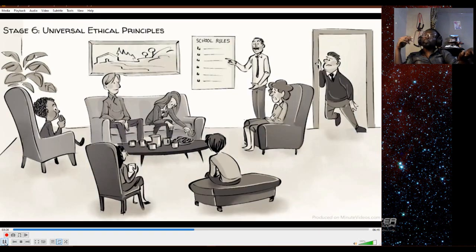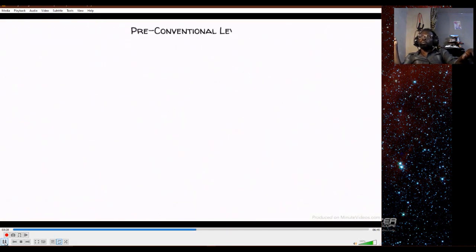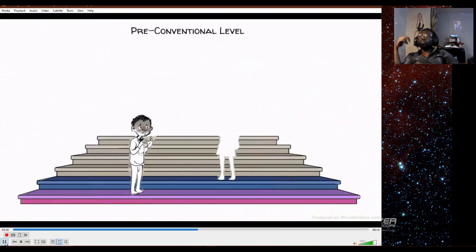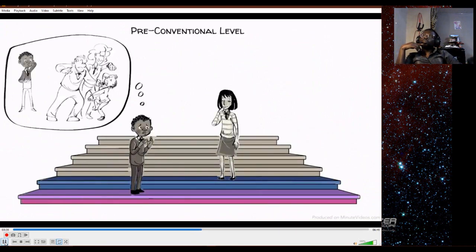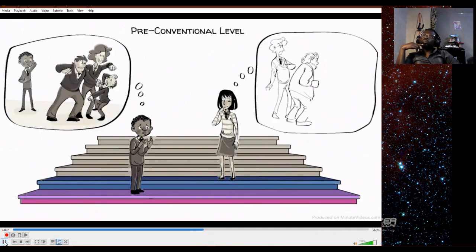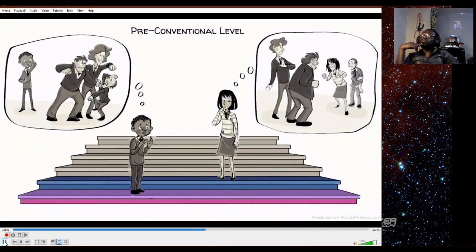Okay. At the pre-conventional level, Finn is driven by fear and Mary by self-interest. Both judge what is right or wrong by the direct consequences they expect for themselves and not by social norms. This form of reasoning is common among children.